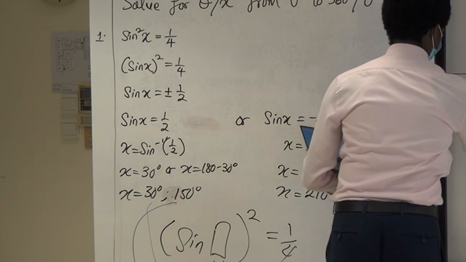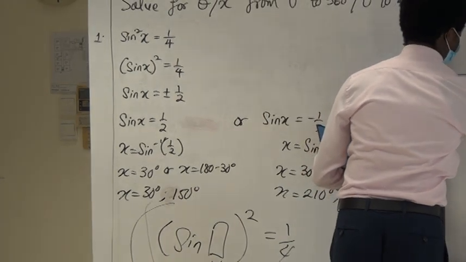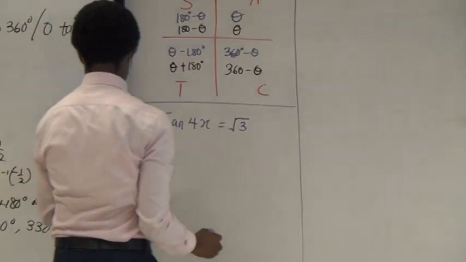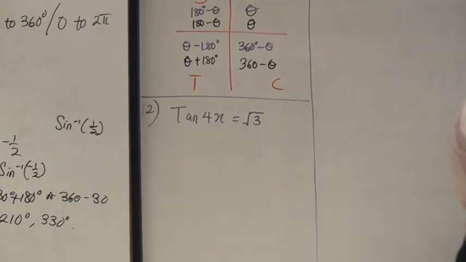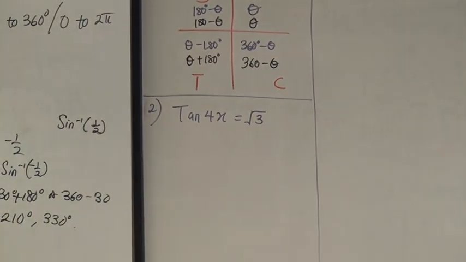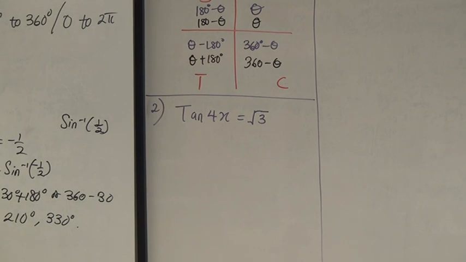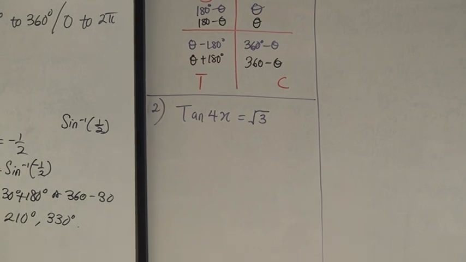Tan 4x equals root 3. This time around between 0 and 2 pi, so we're going to leave this answer in radians. That's what it means. Now tan is positive, so which quadrants are we considering? First and third.